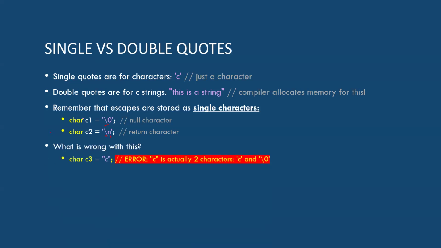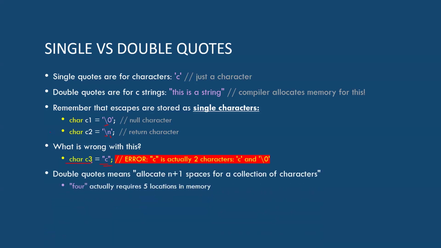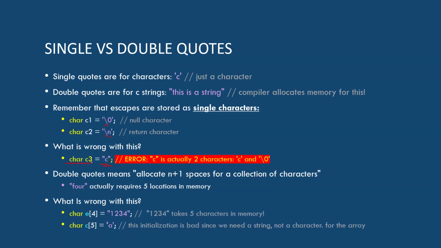If we were to say char C3 equals double quote C, we would get a compiler error because the compiler is going to say, I can't fit a string into a character space. So that is a string. We cannot put that into a single character. And if we could, it would probably be some kind of corrupted memory. So whenever we see double quotes, just think word. I'm putting a word in there of size 1 or 2 or 5 or 10,000. It really does not matter.